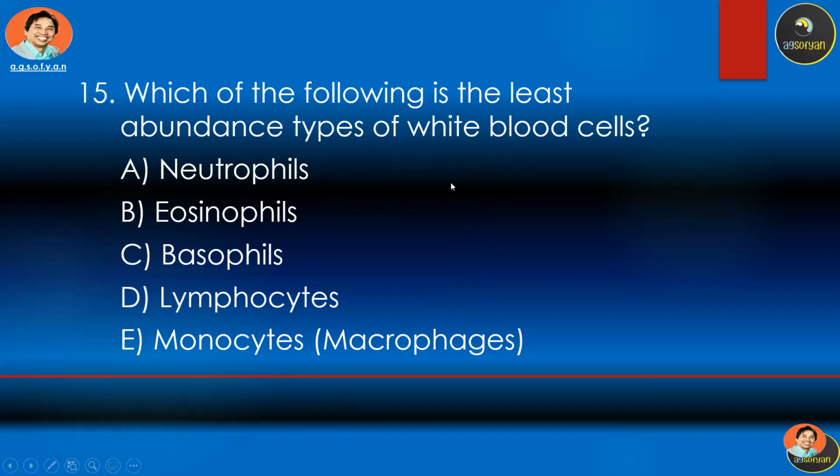Which of the following is the least abundant type of white blood cells? Choose your answer. Yes, if you follow never let monkey eat banana, then banana is the least abundant one, which is basophils.